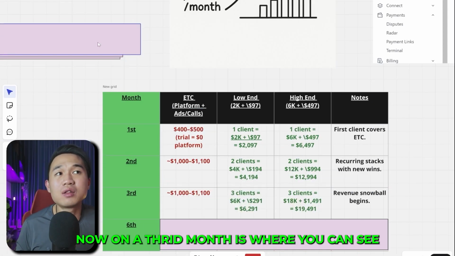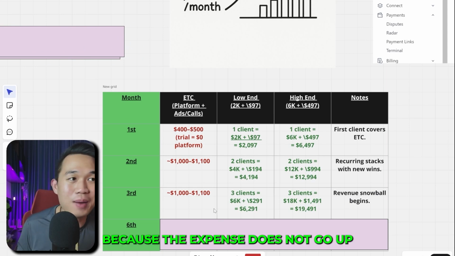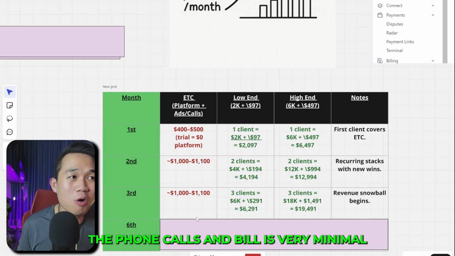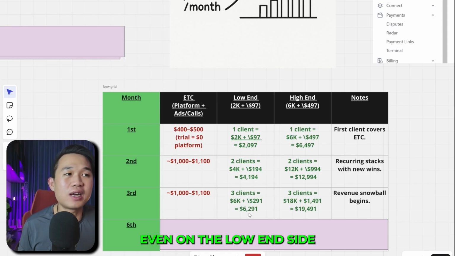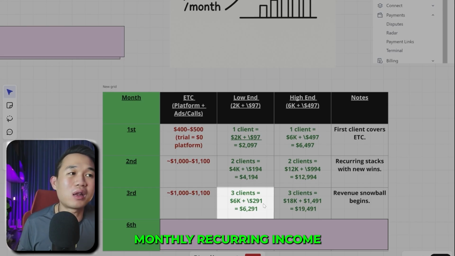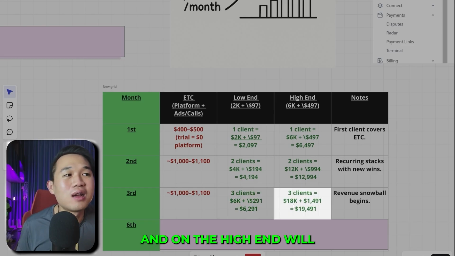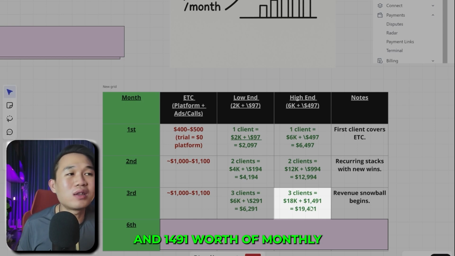Okay, now on the 3rd month is where you can see the trends, because the expense does not go up. The platform fee will still stay consistent. The phone calls and bill is very minimal, and you're landing 3 clients at this stage. Even on the low end side, you'll be making 6K of cash collected and $291 monthly recurring income. So in total, that's $6,291. And on the high end, we're landing 3 clients the same, but we're collecting $18,000 and $1,491 worth of monthly recurring revenue.